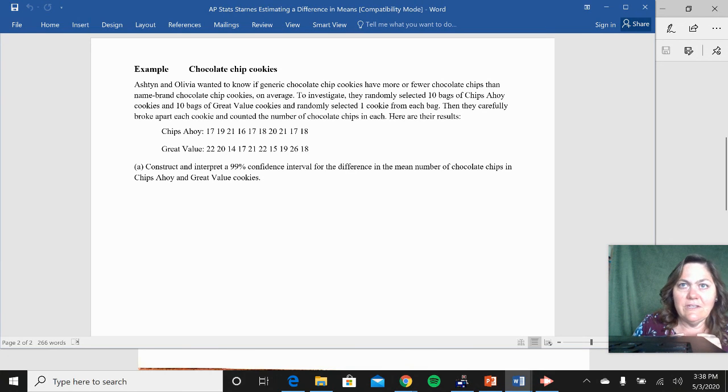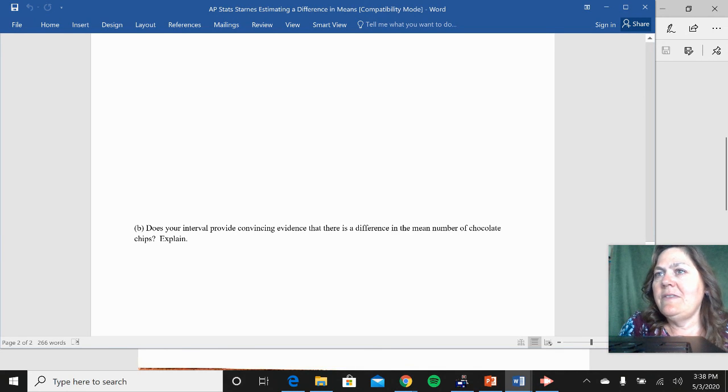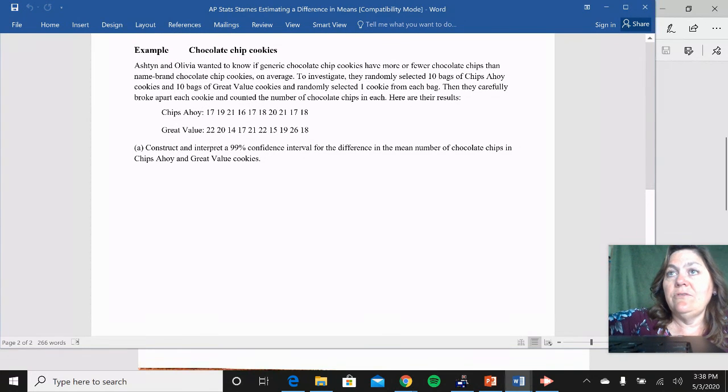Okay, so go ahead. Don't forget to check your conditions, your state, plan, do, and your conclude for the interval. And then at the bottom, it asks you, does your interval provide convincing evidence that there is a difference in the mean number of chocolate chips? Explain. Since this is a 2-sided test, we need to see if our hypothesized value is in the interval or not. If it's in the interval, then we fail to reject the H0. If it's not in the interval, then that leads us to rejecting the H0. So try to work through those 2. Come back and give me your answers, and I'll show you my key.